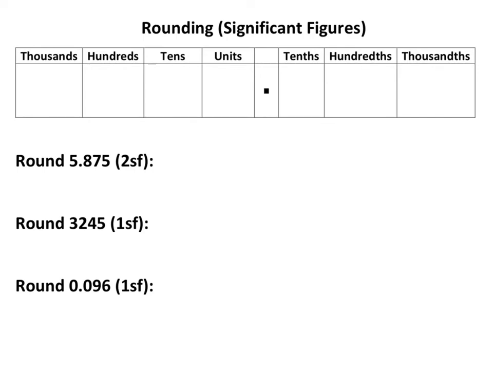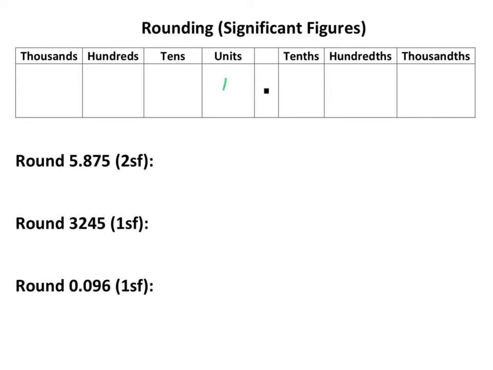Okay, we're looking at rounding to a given number of significant figures. Now, the whole point of rounding is to get a number that's easier to work with, and basically to make our job a bit easier. All right, so here we go. So round 5.875 to two significant figures.